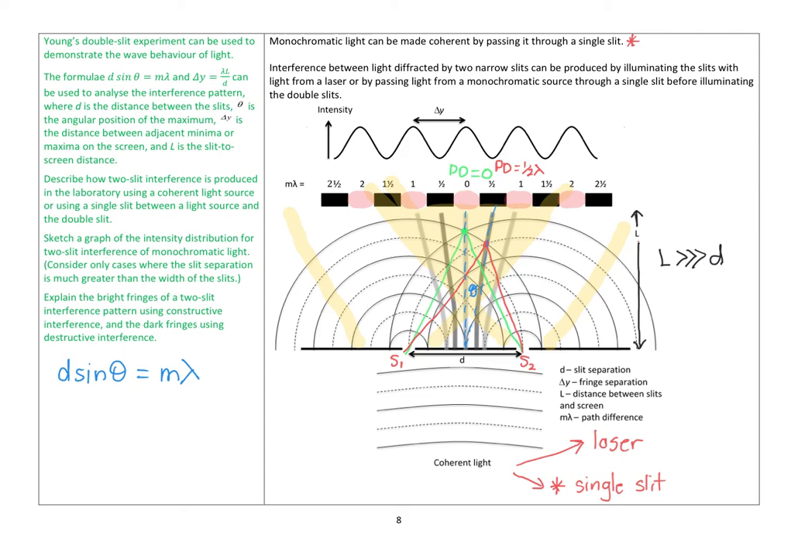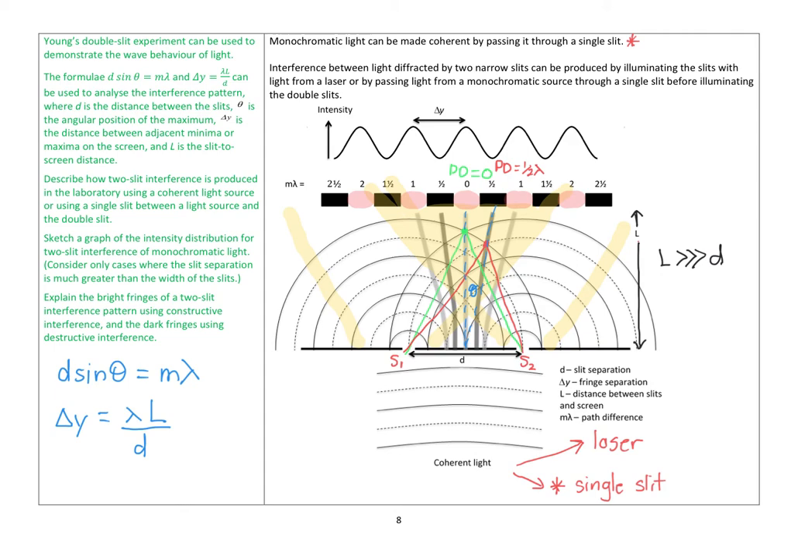And the other thing you need to know is that the fringe separation on your screen is given by delta y equals lambda, which is the wavelength of the light, times L, the distance between the slits and the screen, divided by D, which is the distance between the slits. Again, we'll have a look at a question with this in a minute.